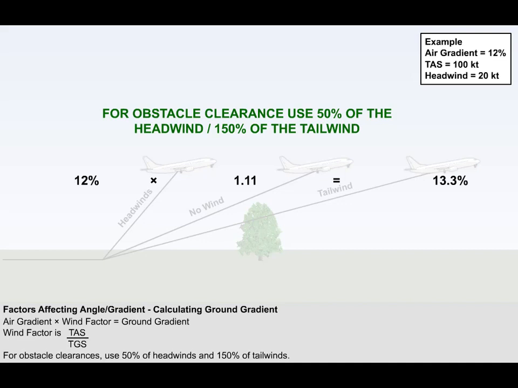It is important to understand when to use the 50% and 150% wind rule. In the case of climbing, use this rule whenever you have to calculate your obstacle clearance capability. In the previous scene, you learned how to calculate the correct ground gradients for use in obstacle clearance problems. This part of the lesson will deal with those obstacle clearance problems.